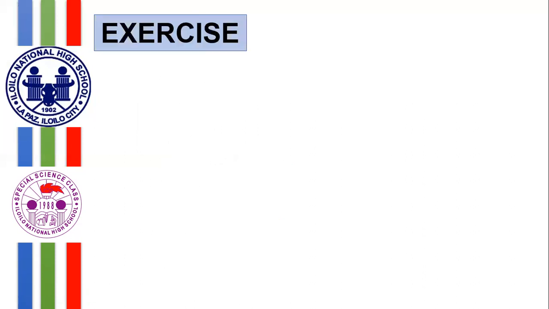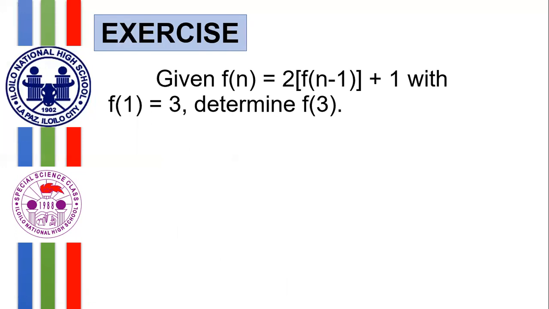All right, let's have this exercise. Given f of n equals twice of f of n minus 1, plus 1, with f of 1 equals 3, determine f of 3. But you have f of 1. To determine f of 3, you still need the value of f of 2, right? So we need to look for the value of f of 2 first.